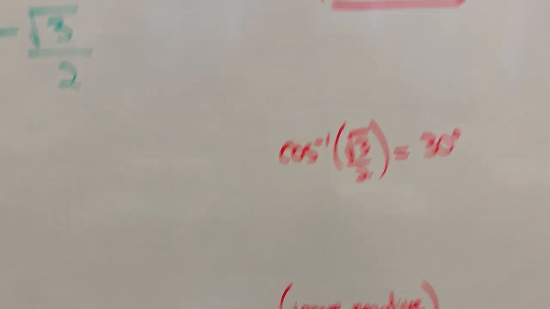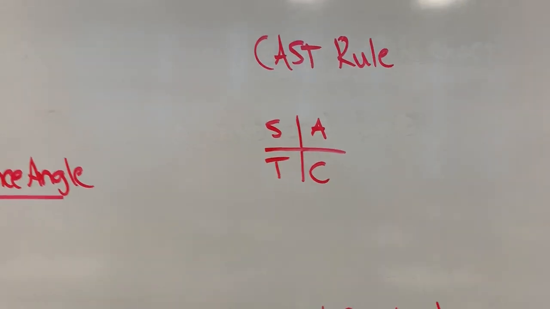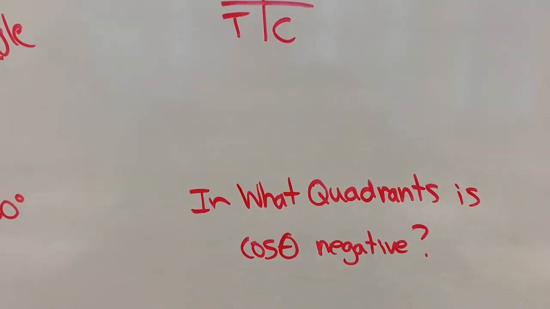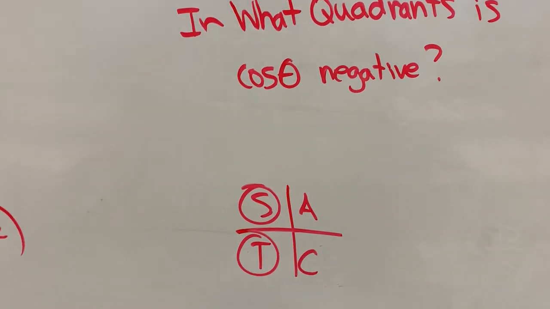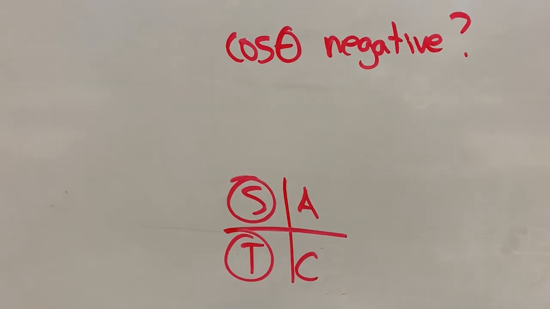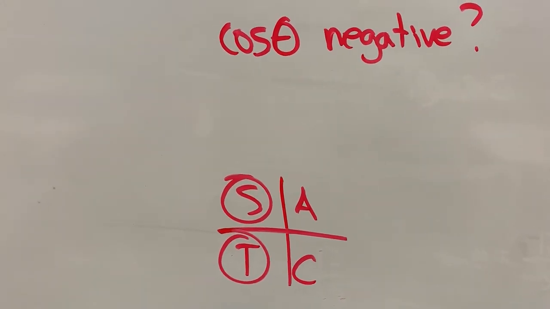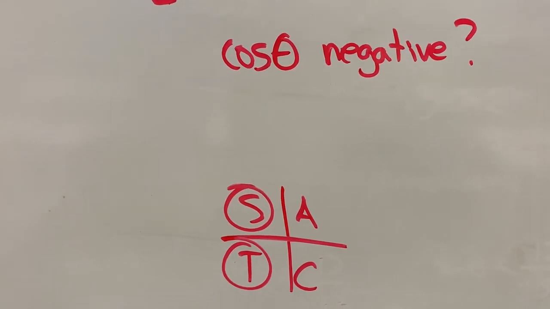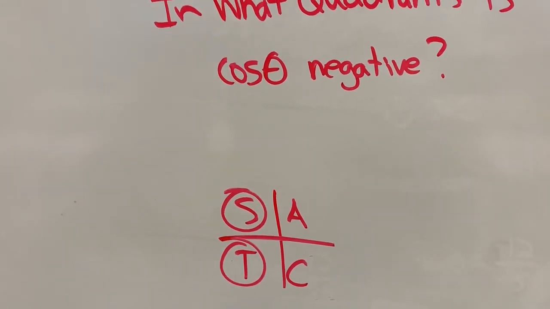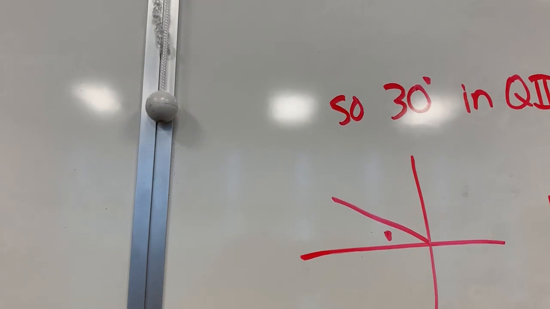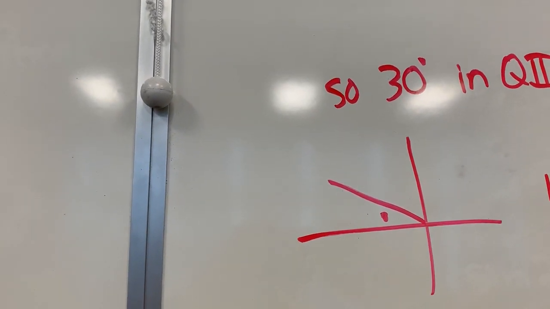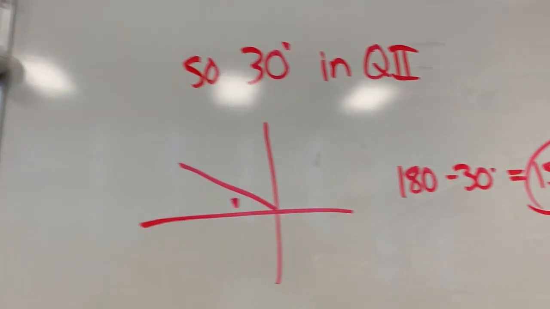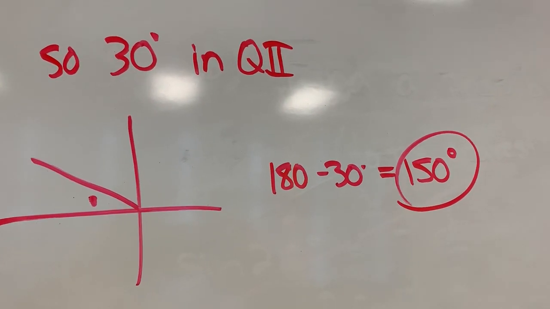Now's where I worry about the negative, because now I say, okay, well, the cast rule says, in what quadrants is cosine actually negative? It means that I'm looking for an angle in quadrant 2 and in quadrant 3. I want a 30-degree angle in quadrant 2 and a 30-degree angle in quadrant 3. So what does the 30-degree angle in quadrant 2 look like? About that. And so 180 minus 30 is the answer, which is 150 degrees.